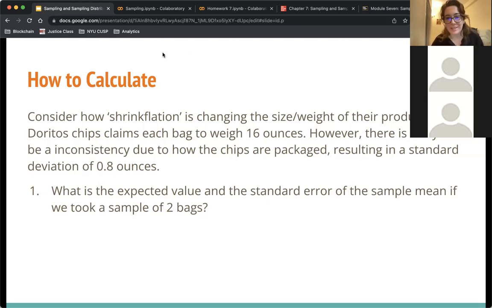Consider a company like Frito-Lay and their Doritos package of chips, claiming that each bag weighs 16 ounces. However, there is likely to be an inconsistency due to how the chips are packaged, resulting in a standard deviation of 0.8 ounces per bag of chips that is manufactured. So what is the expected value and the standard error of the sample mean if we took a sample of 2 packages?